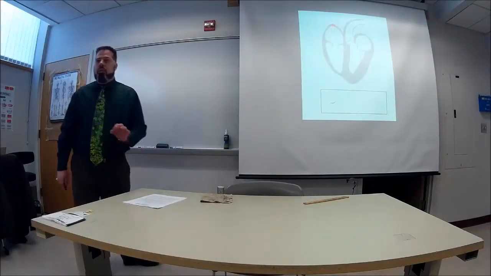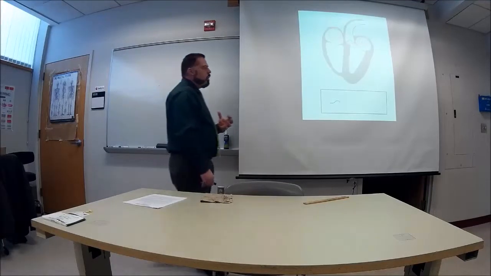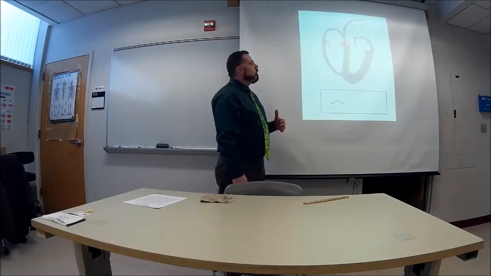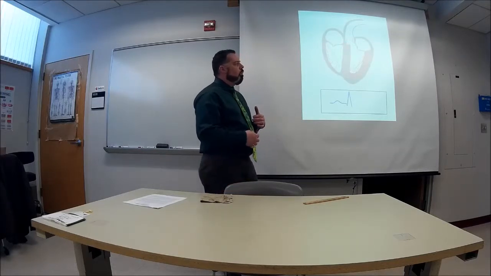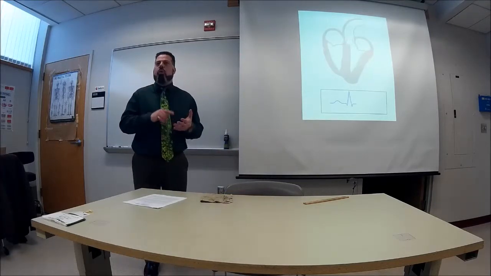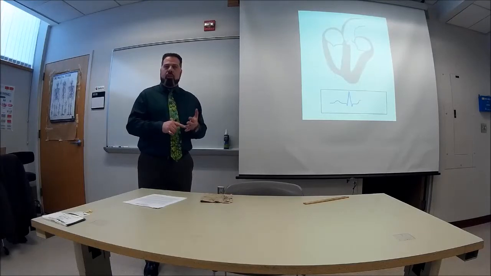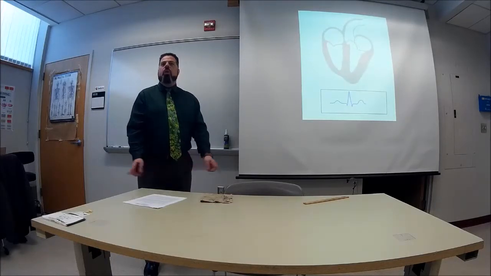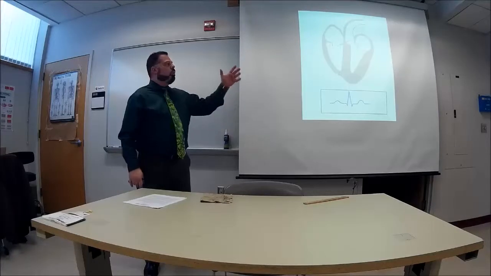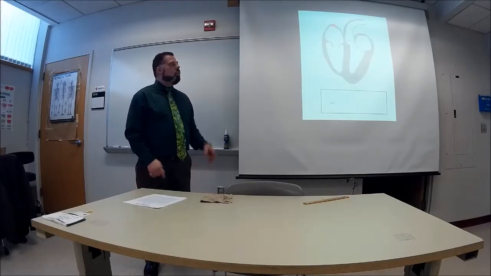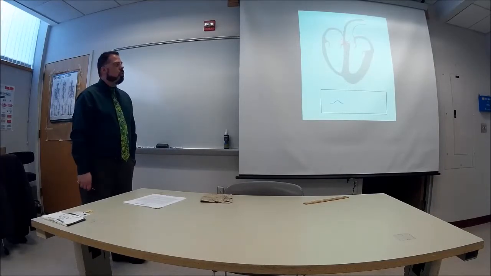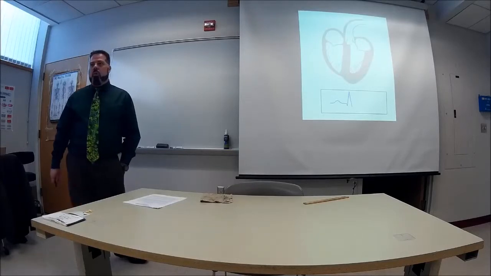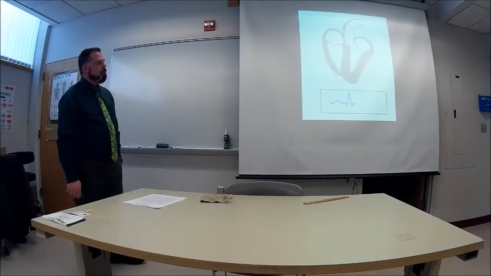This here is actually an animation, and you can see this occurring. If you follow the SA node to the AV node, to the bundle of His, to the bundle branches down the interventricular septum, to the Purkinje fibers, you can see where the electricity all happens, and what happens to the heart as the electricity happens. So again, this is a quick review about the EKG.